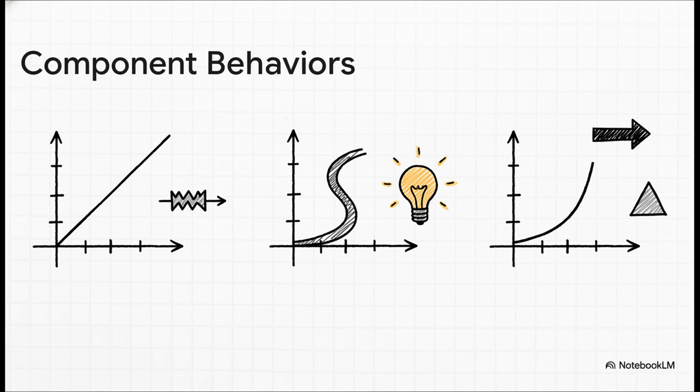But a filament lamp is not ohmic. Its line curves because as current flows, the metal ions vibrate more, they heat up, and that increases the resistance. We also have diodes that only let current flow in one direction, thermistors where resistance actually drops as temperature rises, and LDRs where resistance drops as the light gets brighter.